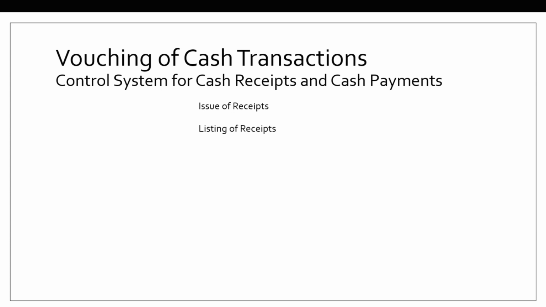Next is listing of receipts. All receipts of cash should be entered in a rough cash book or a separate list which goes to an officer who may compare it with the cash book.